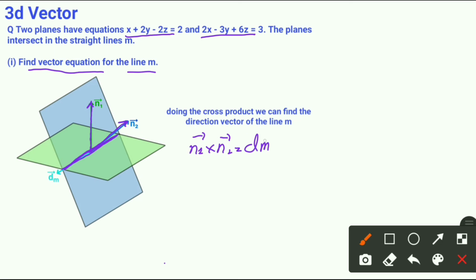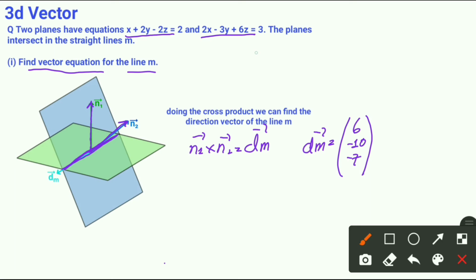Okay, so n1 multiplied by n2 is equal to the direction vector of this line. We all know how to do the cross product, and let's suppose that you have done the cross product and your answer is this, the correct answer: 6, minus 10, minus 7. Now we have the direction vector, but one more thing is missing, which is the position vector.